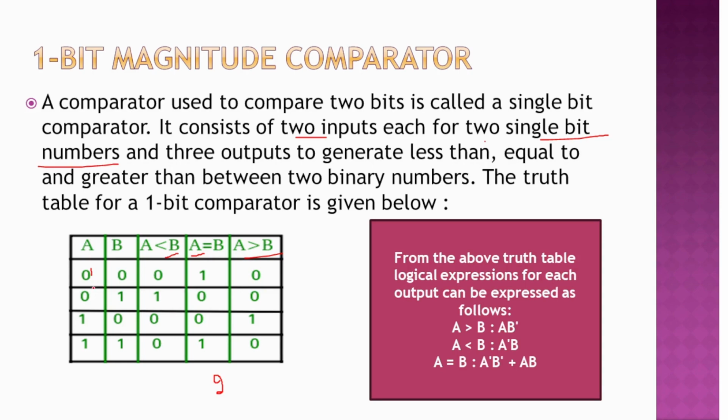Now find the first column output, A is less than B. Compare the values in each row. If the condition is true, you need to fill the output as 1. If the condition is false, you need to fill 0 as the output.